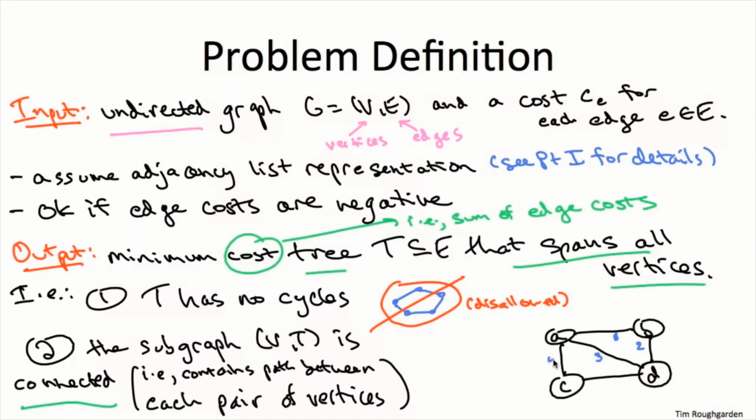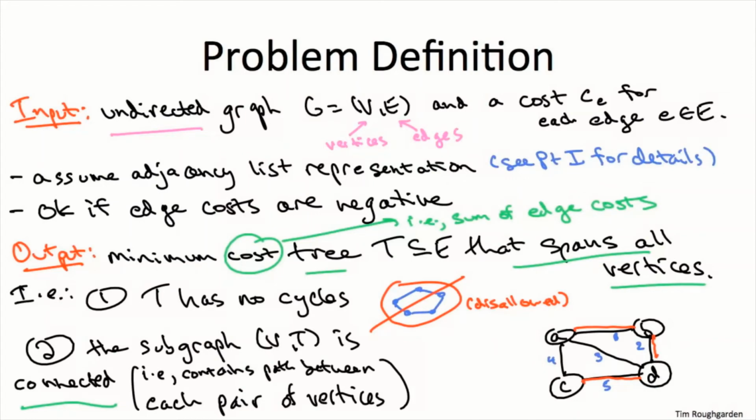So for example, consider the following graph with 4 vertices and 5 edges. I've labeled each of the 5 edges with a cost, which in this case is just an integer between 1 and 5. So let's look at some example subgraphs. Let's start with the 3 edges, AB, BD, and CD. This subgraph satisfies properties 1 and 2. That is, it has no cycles, there's no loops, and it spans all of the vertices. If you start at any one of these 4 vertices, you can get to any of the other 4 vertices by using only red edges. So in that sense, this red subgraph is a spanning tree.